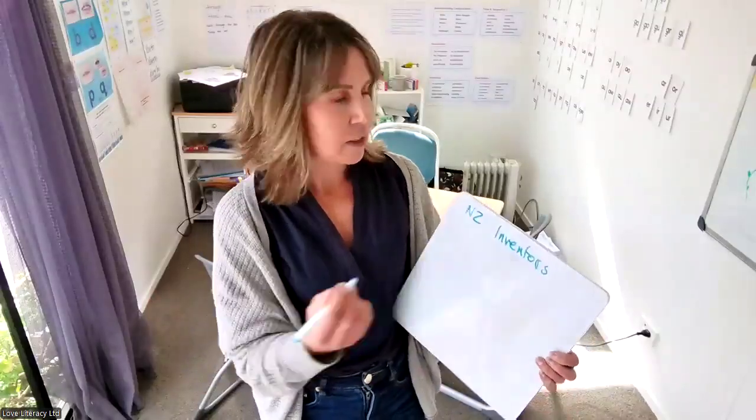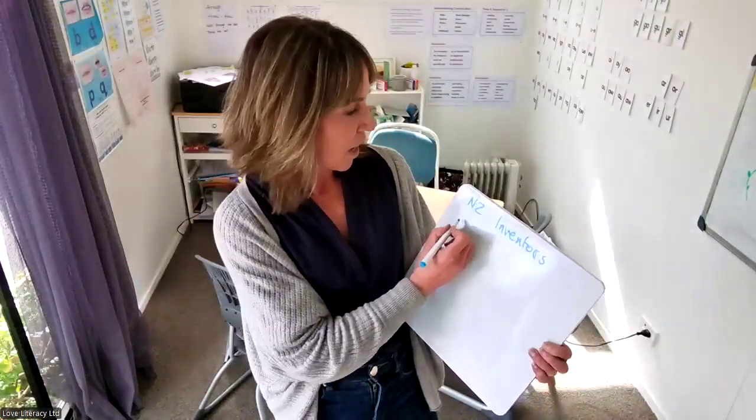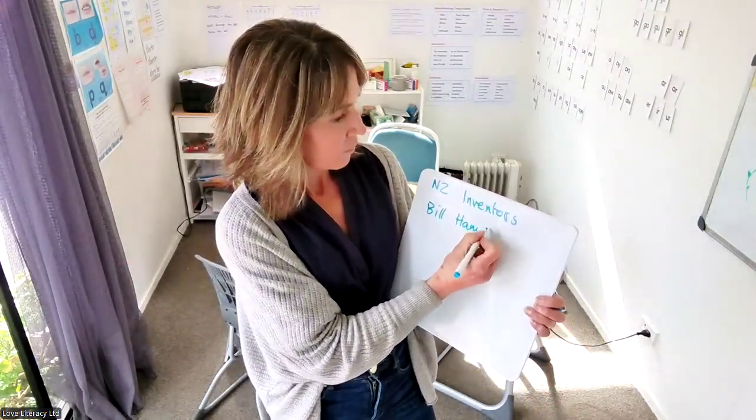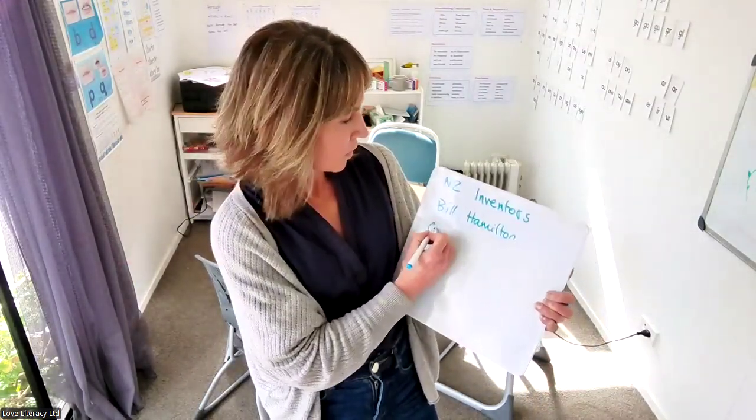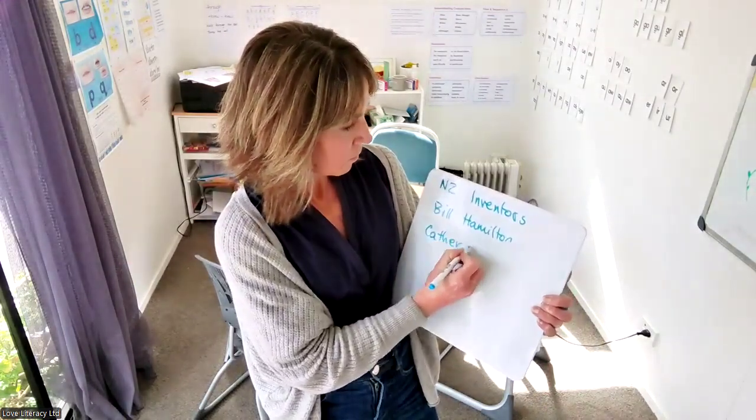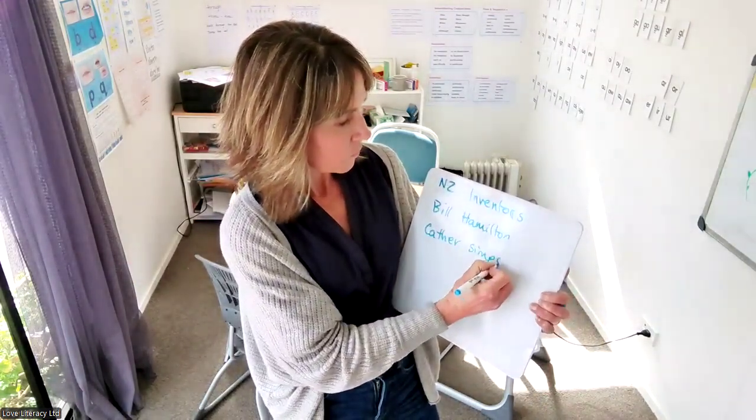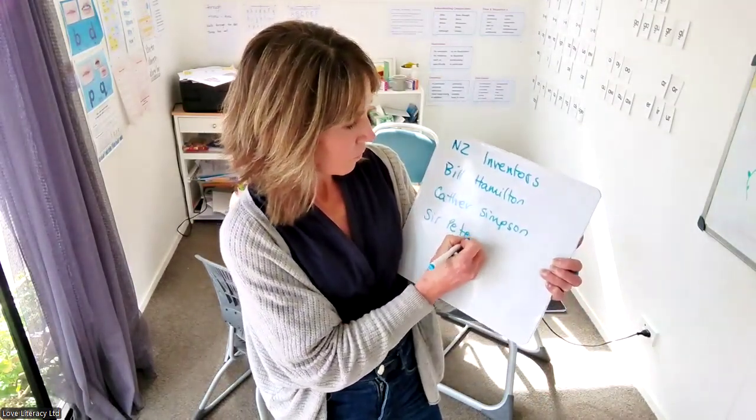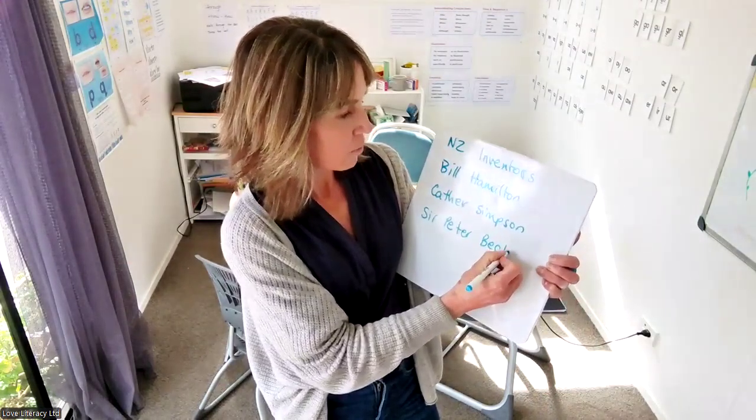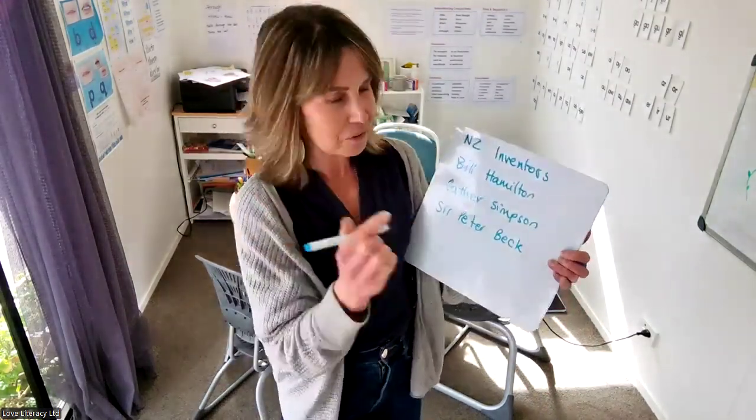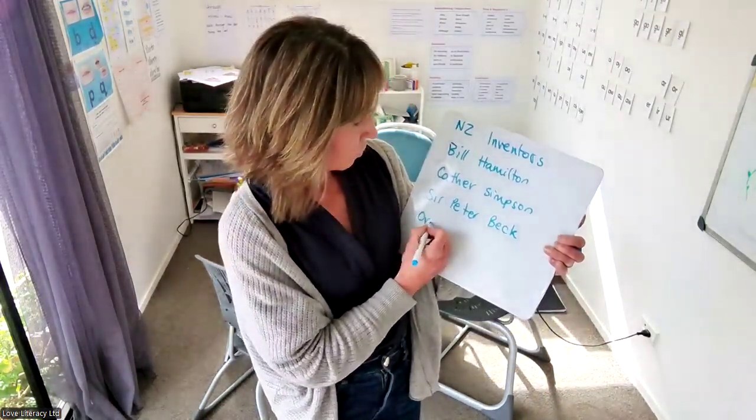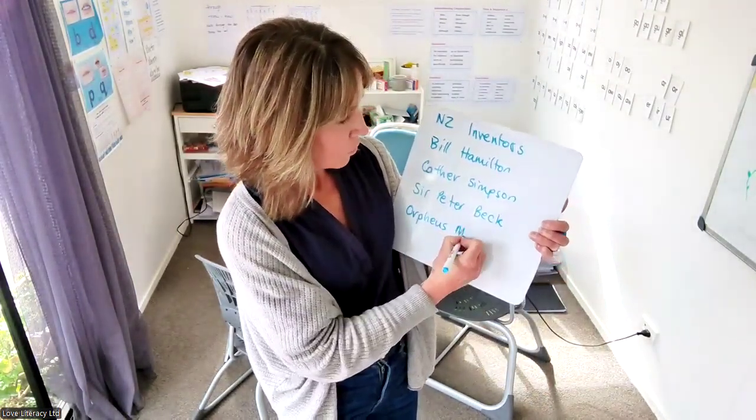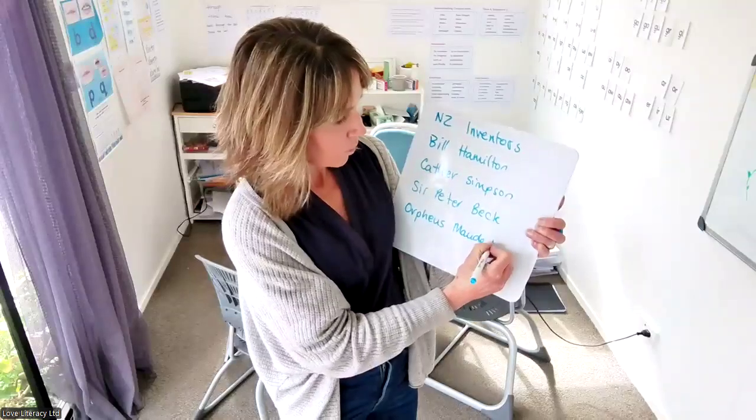So in week 1, we looked at Bill Hamilton. In week 2, we looked at Kather Simpson. This week, we are looking at Sir Peter Beck. And next week, we are looking at a very obscure New Zealand inventor called Orpheus. Oh gosh, I hope I've spelled that right. Maud Beaumont.